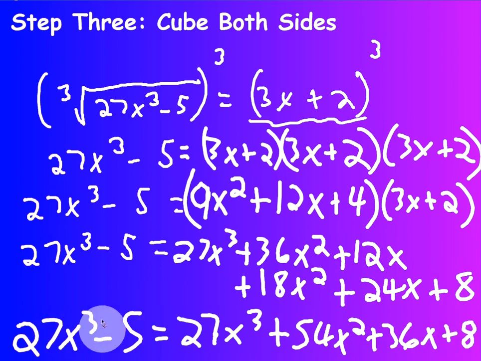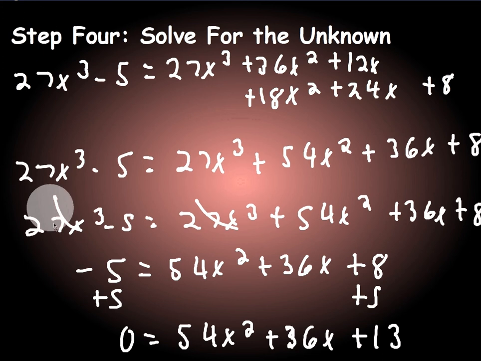So now we have this equation: 27x cubed minus 5 equals 27x cubed plus 54x squared plus 36x plus 8. Now these 27x cubed terms are going to cancel. Pretty nifty, because we have one on the left, one on the right. Now we have negative 5 equals 54x squared plus 36x plus 8. When you have a quadratic equation, you want to get everything on one side, so I'm going to add 5 to both sides, and now we have 0 equals 54x squared plus 36x plus 13.